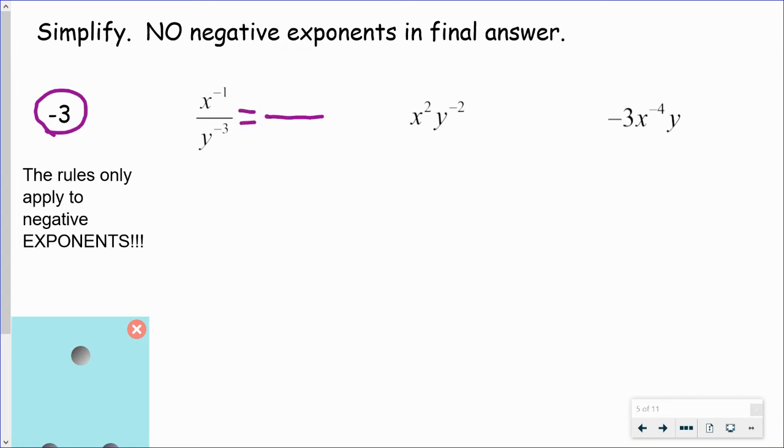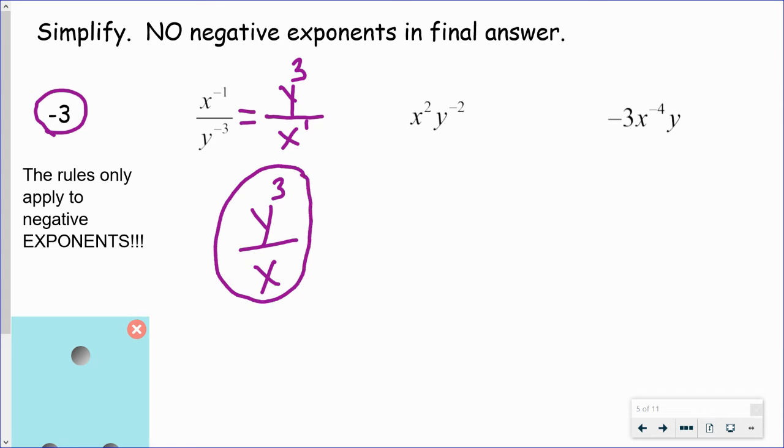Now for this one, I leave any positive exponents. I move the negative exponents. Oh, well, look, the x moves. The y also moves. Now again, for this one, usually we don't write that power of 1. That's not usually how we see it. We just kind of use it as a reference.